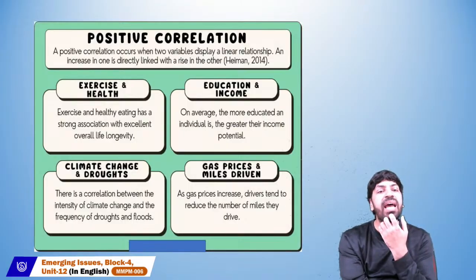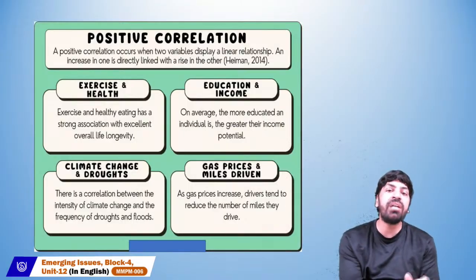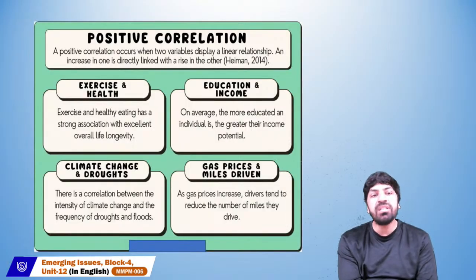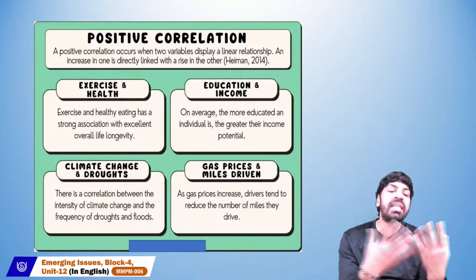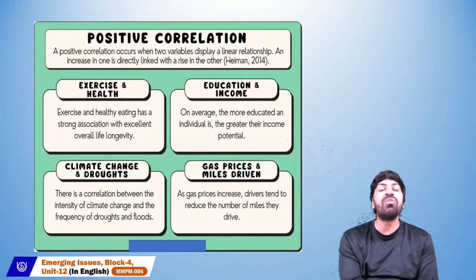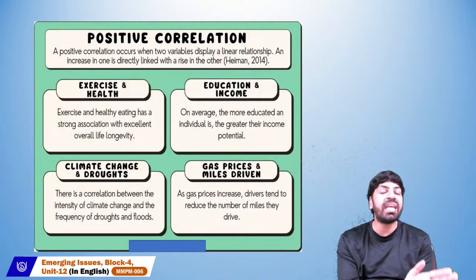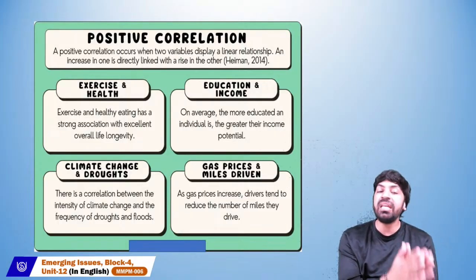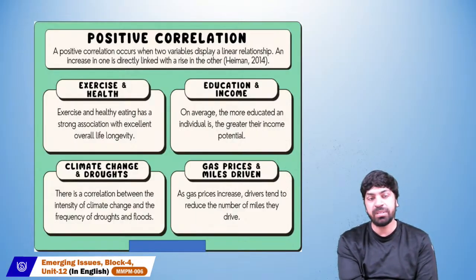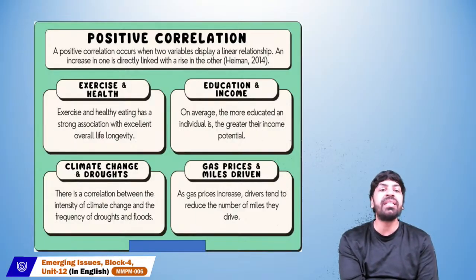So these are the real life examples in the form of a chart, where Hemming 2024 says the positive correlation occurs when there is a significant linear relationship. So if there is any increase in one variable, definitely there will be an increase in the other variable. So let's talk about exercise and health. Exercise and a healthy diet have a strong relationship or association with an excellent overall long lifespan.